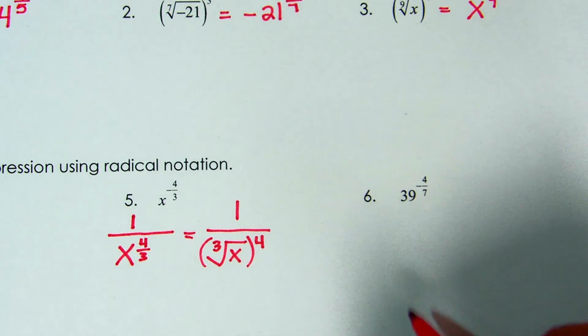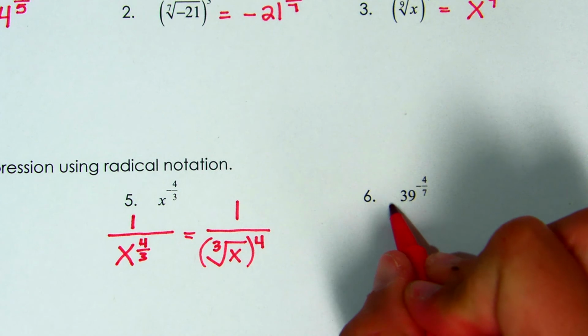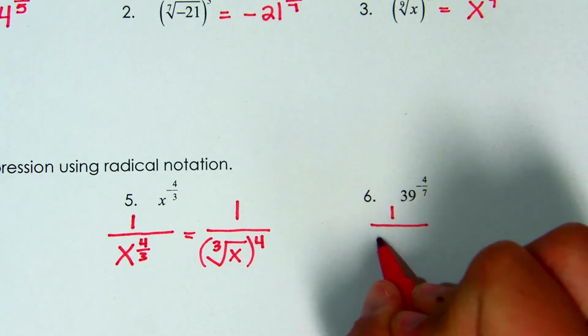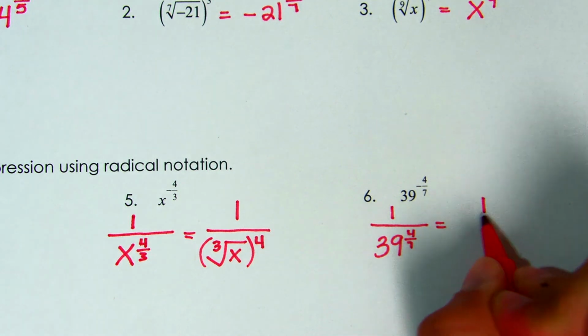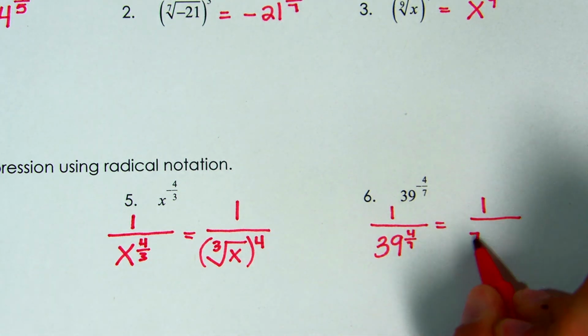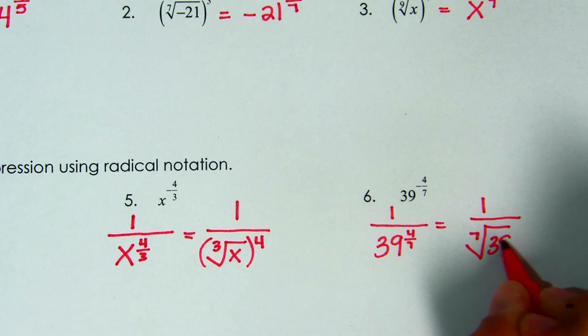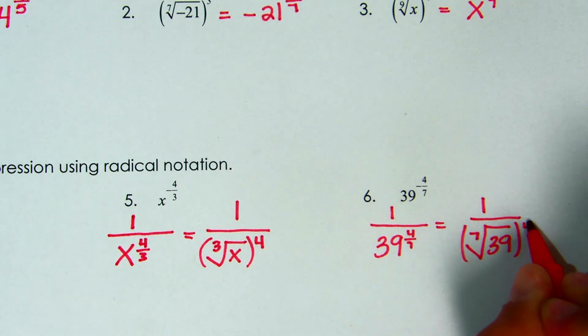Number 6 also has a negative, so I'm going to rewrite it. 1 over 39 to the positive 4/7. So 1 over the 7th root of 39 to the 4th power.